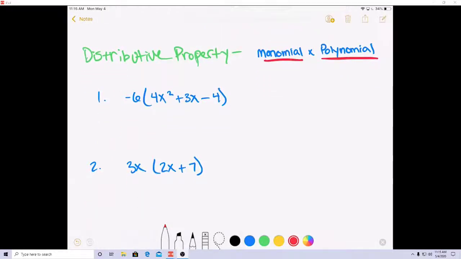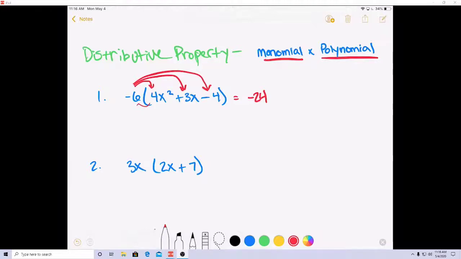So like this first one, let's run through it real quick. I want to multiply this -6 inside of this parentheses. So I need to make sure that I take it to every single term in here. So when I do this, I do -6 times 4x squared. And here's how you do this. You just multiply the numbers. -6 times -4 is -24. And that x squared is not multiplying by any other variables, right?